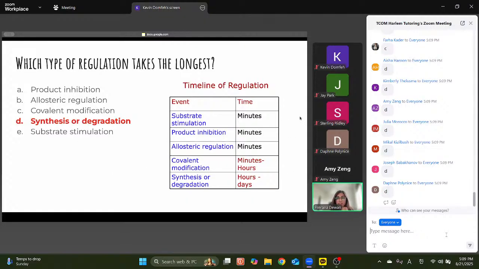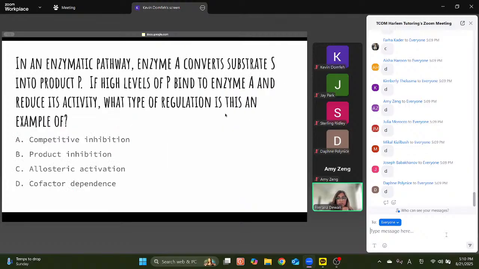And then, yep, that's just a little chart from your lecture to review that again. All right, and then another question. So in an enzymatic pathway, enzyme A converts substrate S into product P. If there's high levels of P that bind to an enzyme A and reduce its activity, what type of regulation is this an example of?